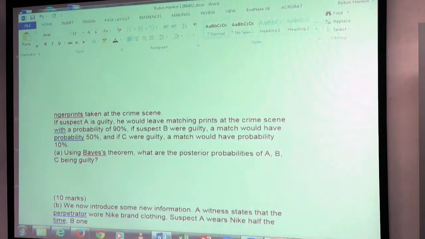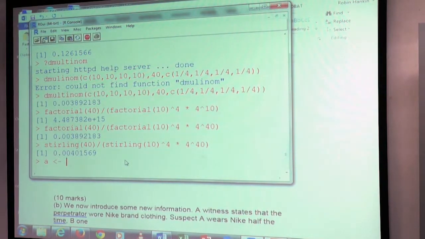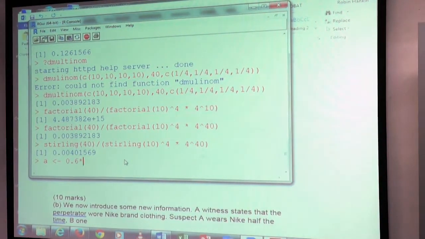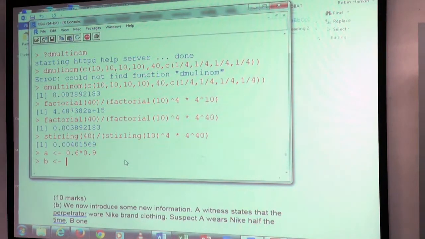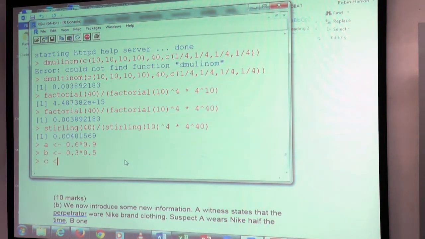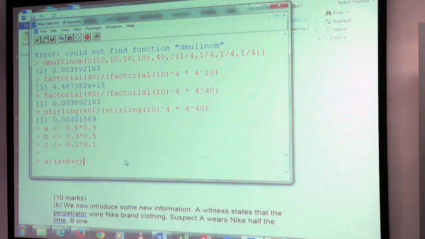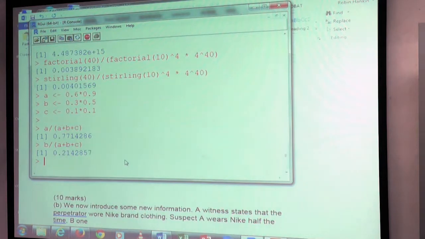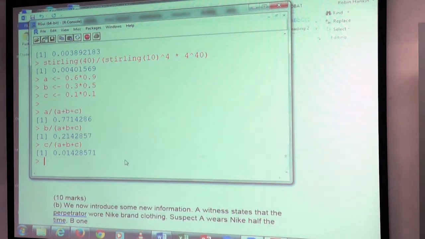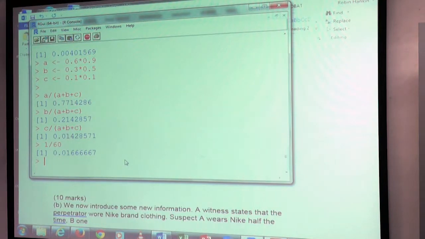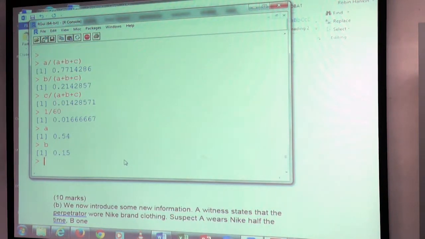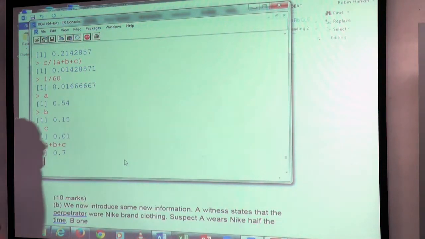Right then, so let's just go to R. A becomes 0.6 times 0.9. Which way around is it? B becomes 0.3 times 0.2, C becomes 0.1 times 0.1, and then we need A over A plus B plus C. My calculations are not doing very well.